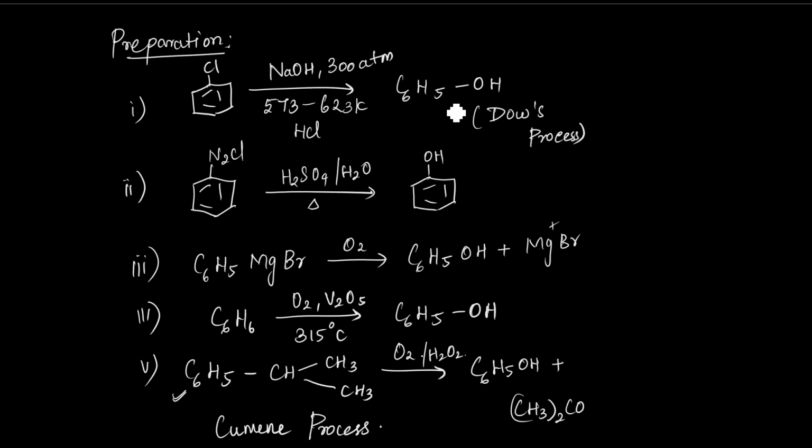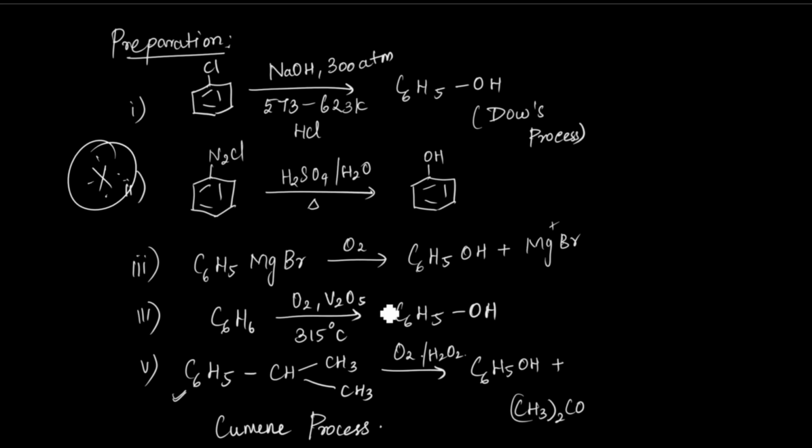Then the preparation of phenol, we saw this reaction in the Halo chapter as well. Dow's process, NaOH at 300 atm pressure. As I told you, this can't undergo any substitution reactions easily. That's why we are applying more pressure and temperature conditions. The process is called Dow's process, and from diazonium salt it is forming phenol in the presence of H2SO4 and H2O. This question was also asked in the previous year question paper. With Grignard reagent, oxygen is forming phenol with MgBr+.